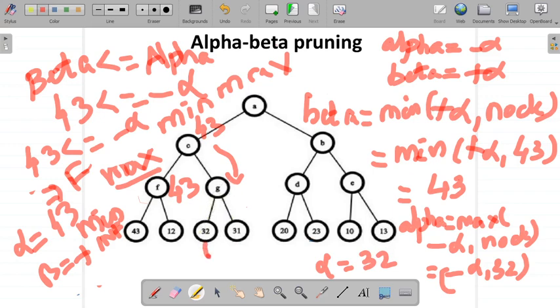Then we should check the condition beta less than or equal to alpha. So what is the value for beta? 43. Alpha value is 32. So the condition is false. So we should traverse the next node, which is 31.